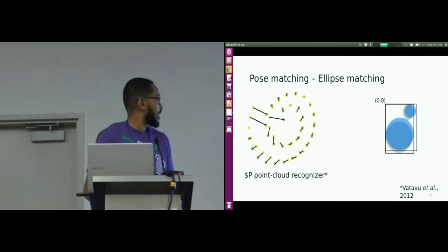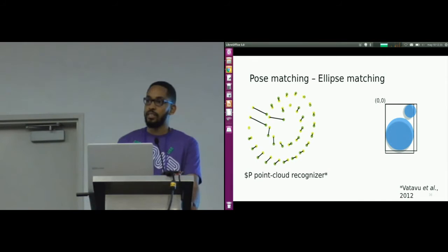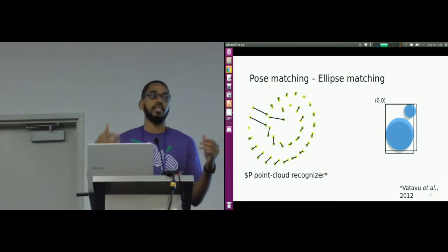And then to actually do the matching process, we extended the functionality of the P-Dollar recognizer. The P-Dollar recognizer is a point cloud recognizer that matches points to other points. But since we have ellipses, we extended P-Dollar to handle the additional properties of ellipses. The additional properties being area, orientation, and so forth.